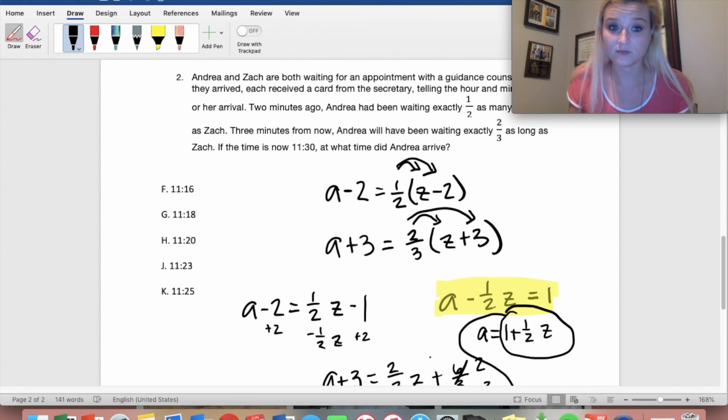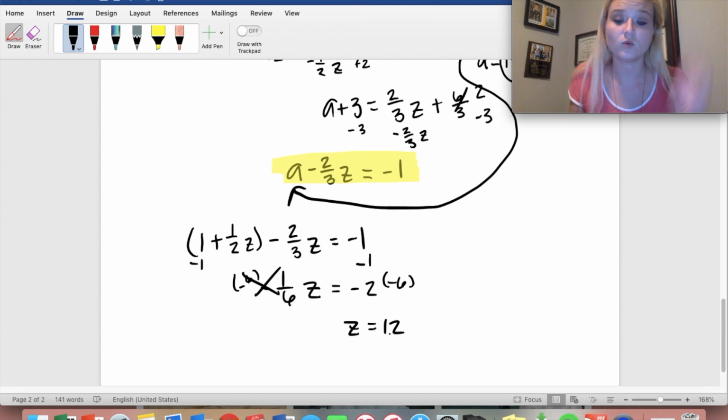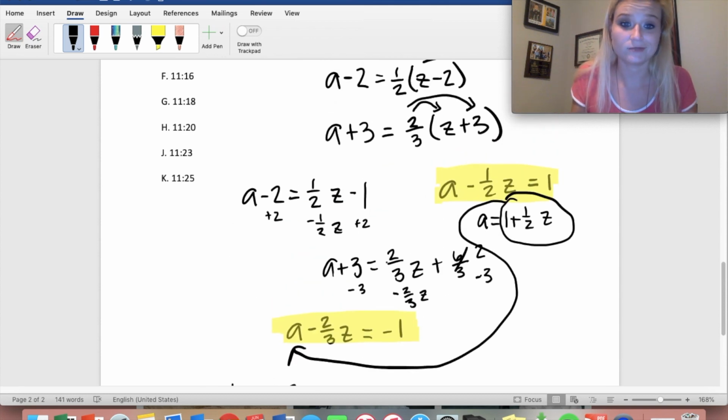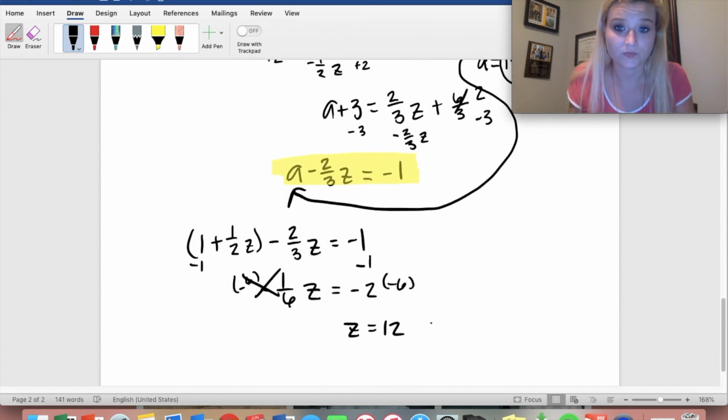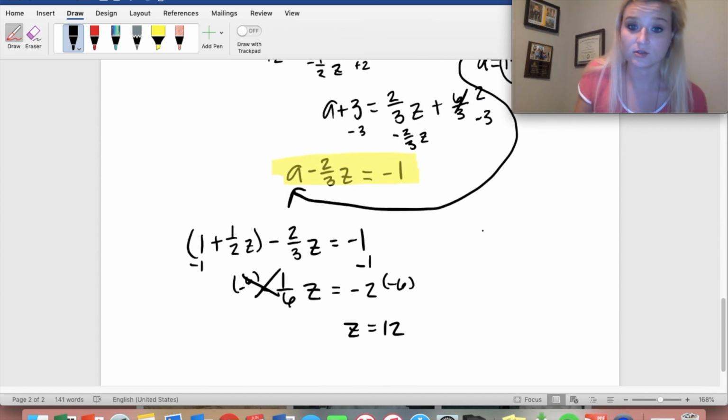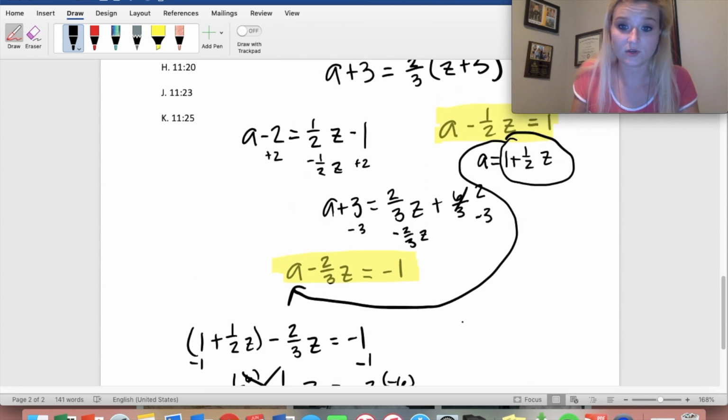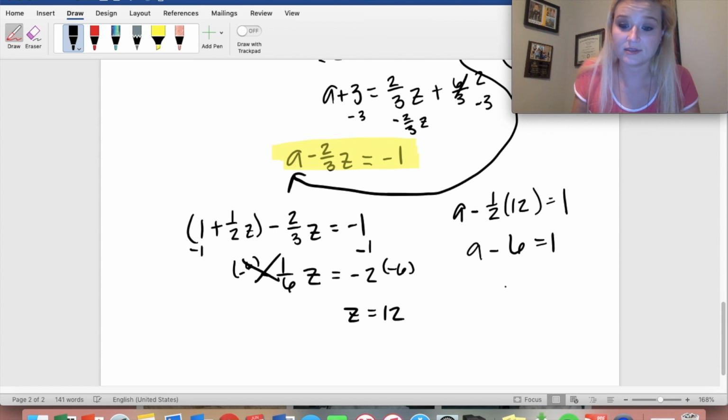What they were asking us for, though, is what time Andrea arrived. So that means we have to go back and plug in what we found for z and solve for a. So we can take either one of the original equations and just plug in z to solve for a. So if we do the first one, that'll be a minus 1/2 times 12 equals +1. 1/2 times 12 is 6. So a minus 6 equals 1. Add the 6 to the other side, and a equals 7.